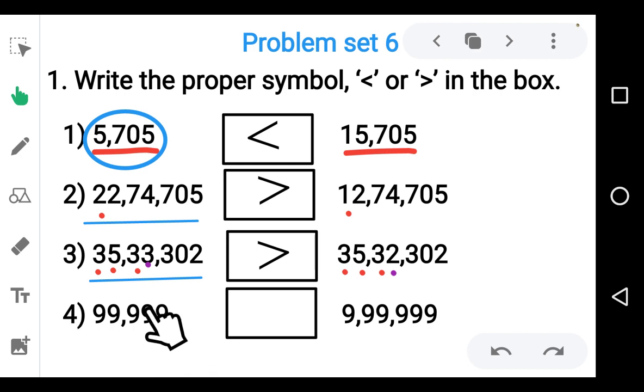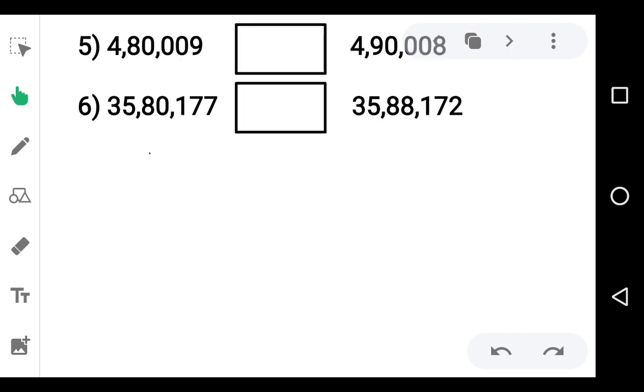Now see the next one. This is a 5-digit number and this is a 6-digit number. So how is a 5-digit number to a 6-digit number? Obviously, a 5-digit number is smaller than a 6-digit number. So here we use the sign smaller than and we read it as 99,999 is smaller than 9,99,999.